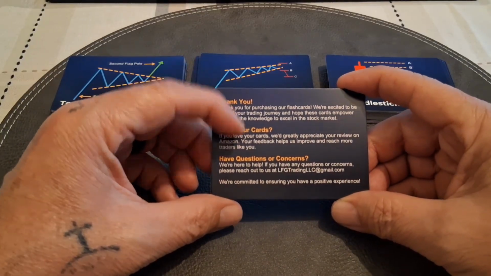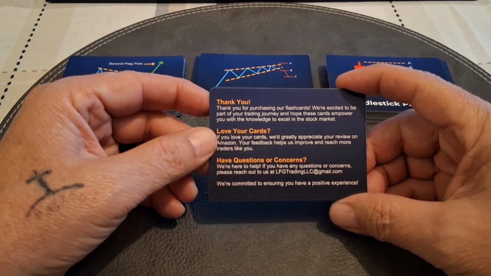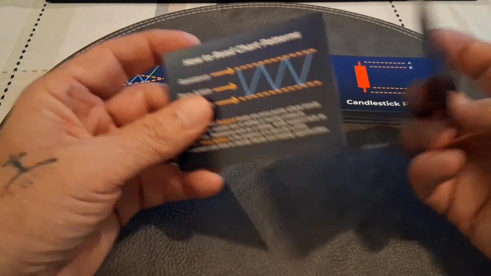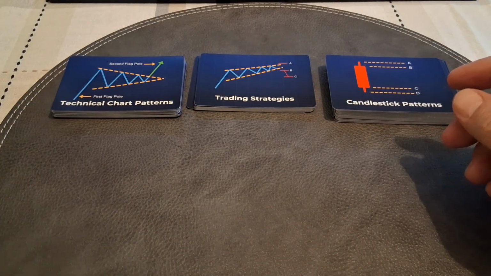And this is basically the backside of it saying thank you for purchasing their item. Love your cards. Have questions, where to contact them. So I thought this was pretty neat. Let me put this aside now. Let me show you some of the stuff they got.